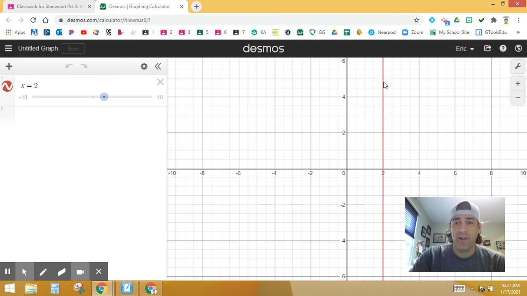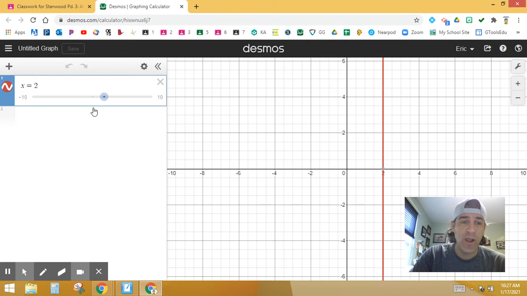So here's my equation, top left, x equals 2. And here is the line. It goes through where x equals 2, and x always equals 2. If I click anywhere on here, x always equals 2. There's no y in the equation, so it doesn't go through the y-axis.